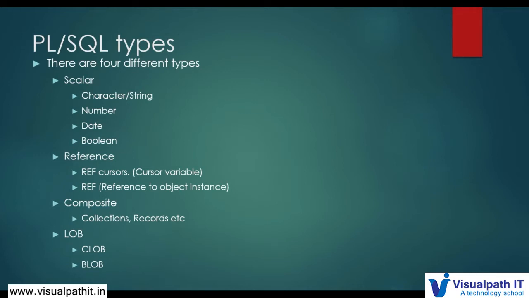And composite is again collection and record. This is also very crucial for advanced PL/SQL programming: how you can define a variable of type collection. In collection there are further categories like VARRAYs or associative arrays or records or nested tables. So all these are advanced level. So as of now you just remember scalar, that's it.